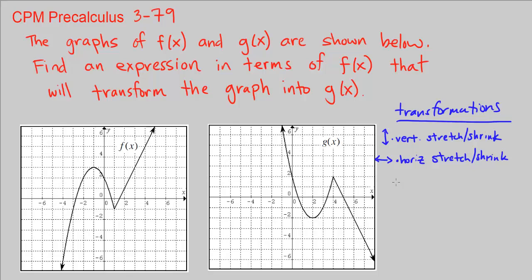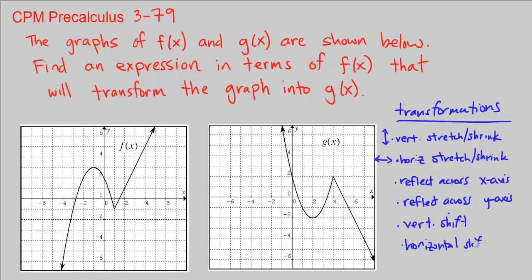We also have reflections across the x-axis, and reflections across the y-axis. Remember the x-axis is the one going like this, so we are reflecting across it. The y-axis is the vertical one, and we are reflecting across that. Finally we have shifts. We shift up, we shift down, we shift left or right. So that's vertical shift and horizontal shift.